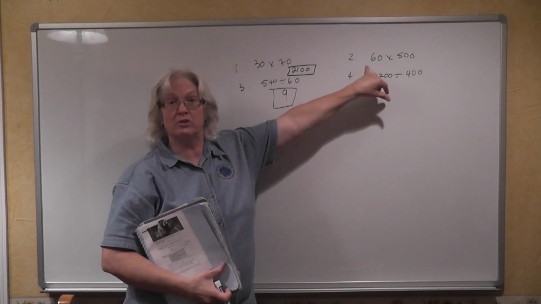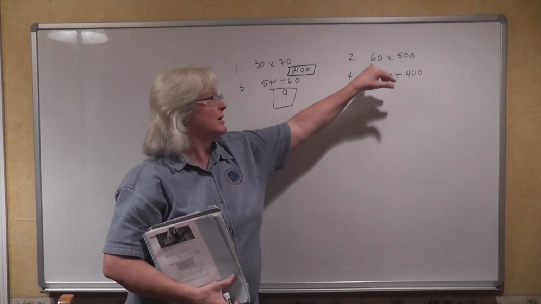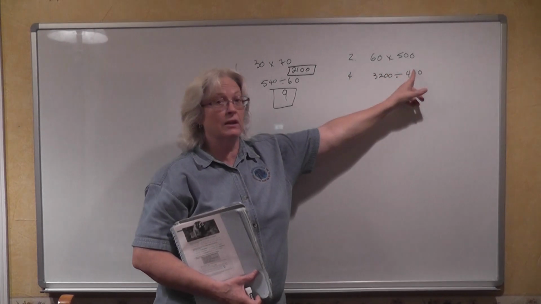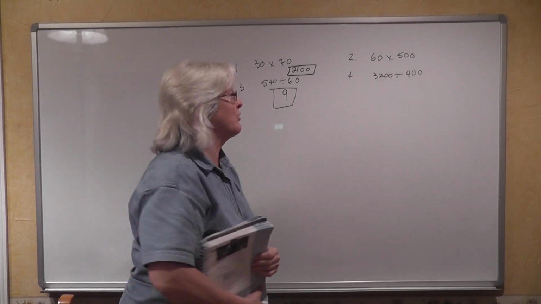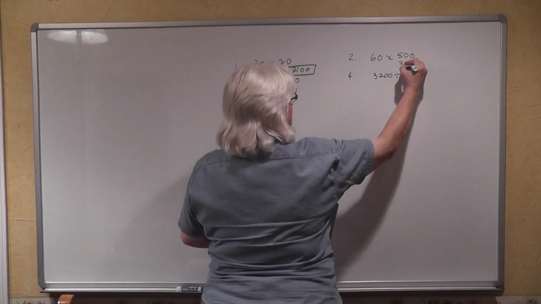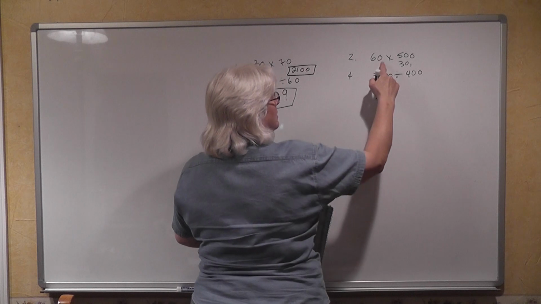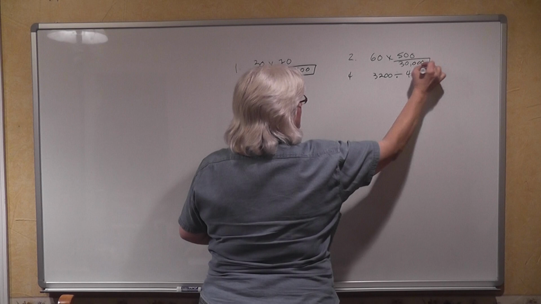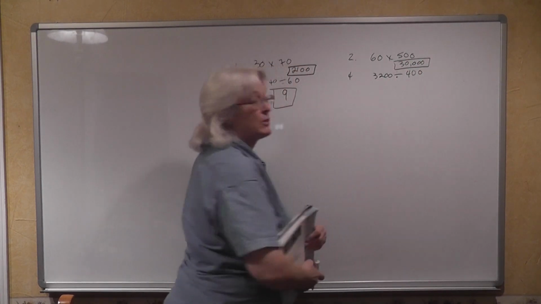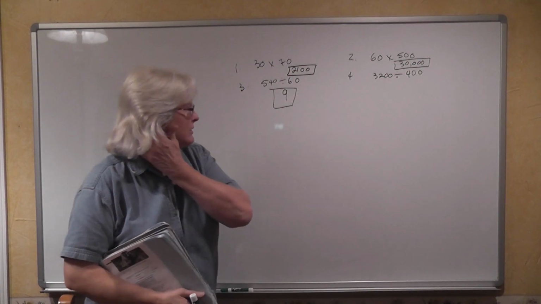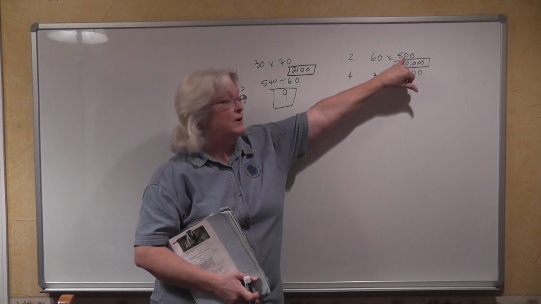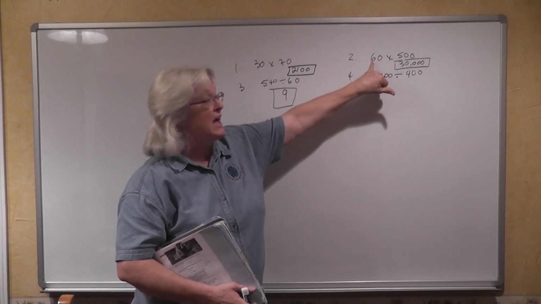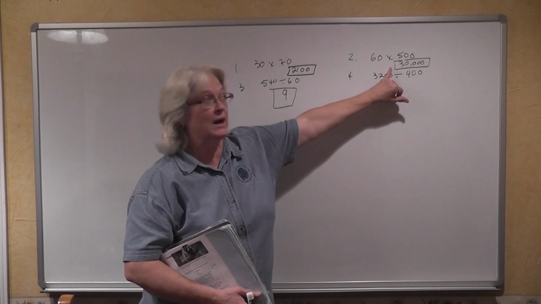What about our other problem up here? Got those out of order. I have 60 times 500. They want you to do it in your head again. 6 times 5 is 30. How many zeros do you have to add on there? 1, 2, 3. 60 times 500 is 30,000. That makes sense because 500 takes 2 of those to make 1,000. Half of 60 is 30, so 30,000.